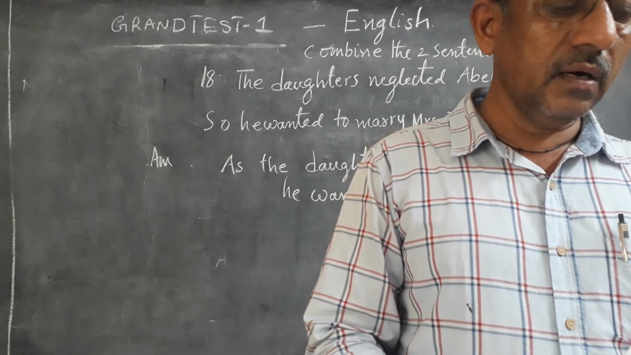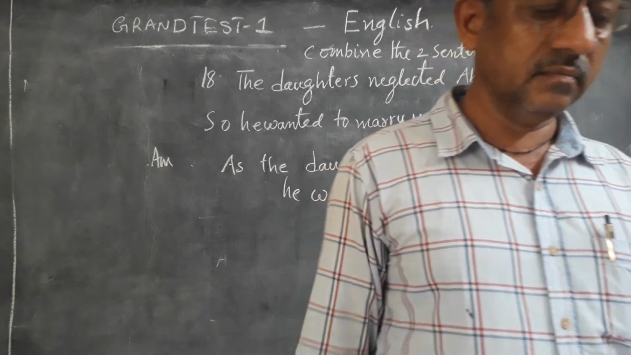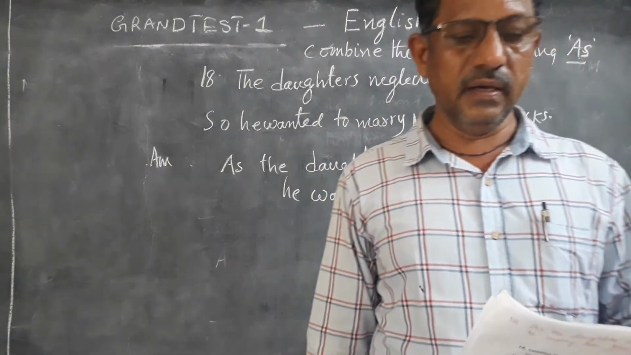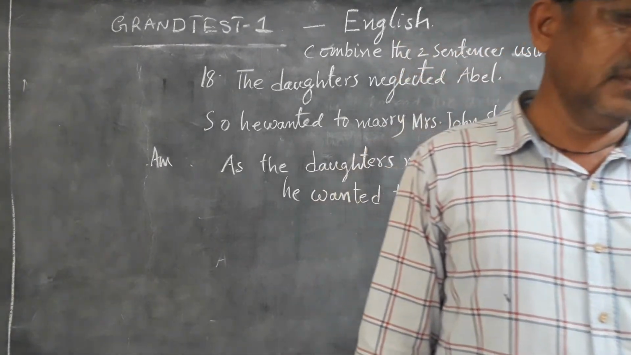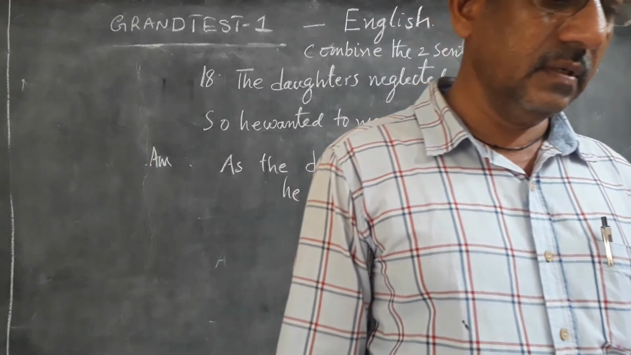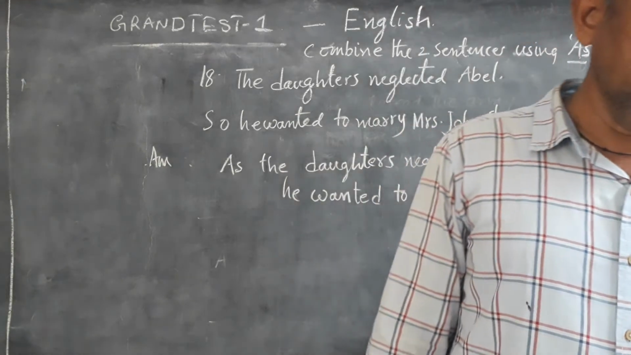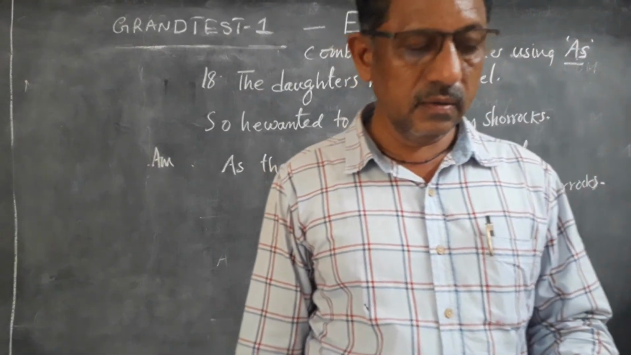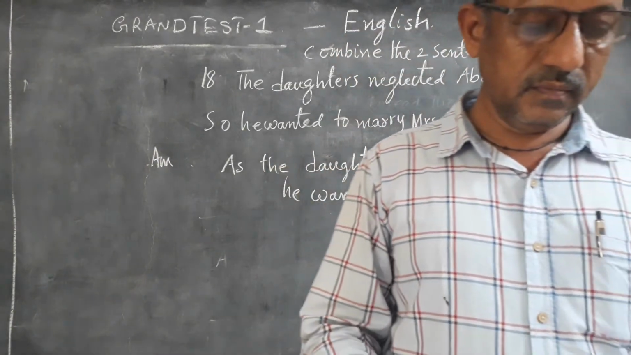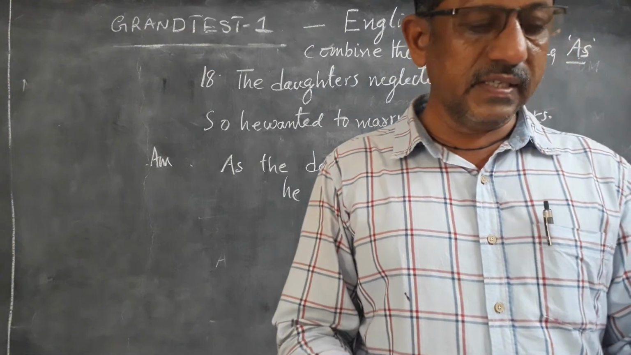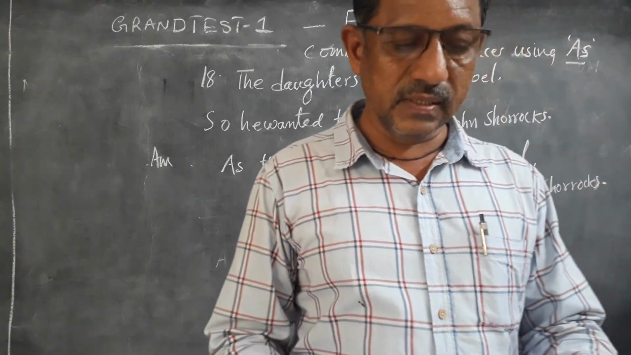Next, question number 25. Match the following. It is antonyms. So 5, 1, 4, 2. The first one is 5, the second one is 1, the third one 4, and the fourth one 2.